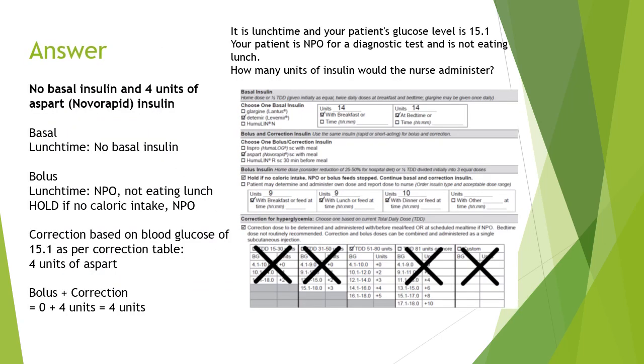The answer to this question is that you are not administering any basal insulin, and you're just giving 4 units of aspart NovoRapid insulin. The things to remember here: with the basal insulin, you're only giving the basal insulin at breakfast and at bedtime. And remember, currently it's lunchtime, so you're not going to be giving any basal insulin at all.